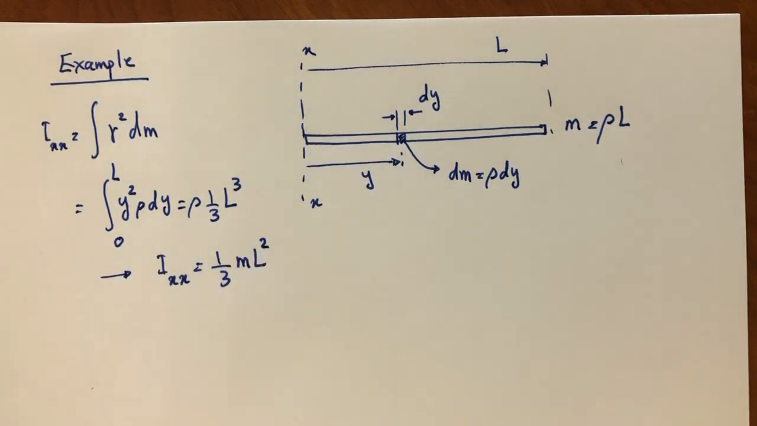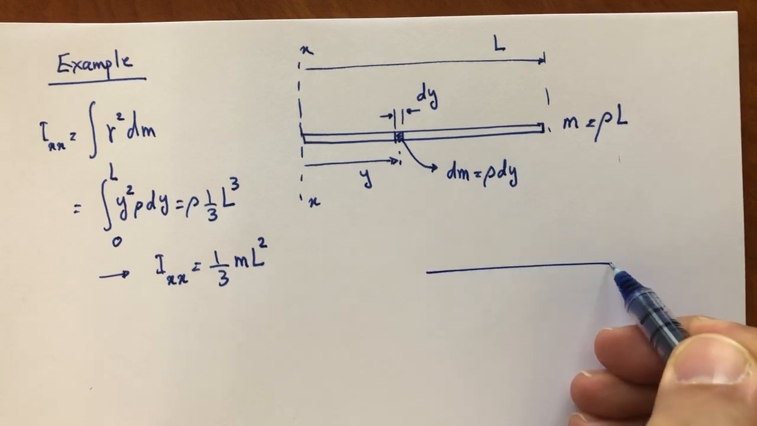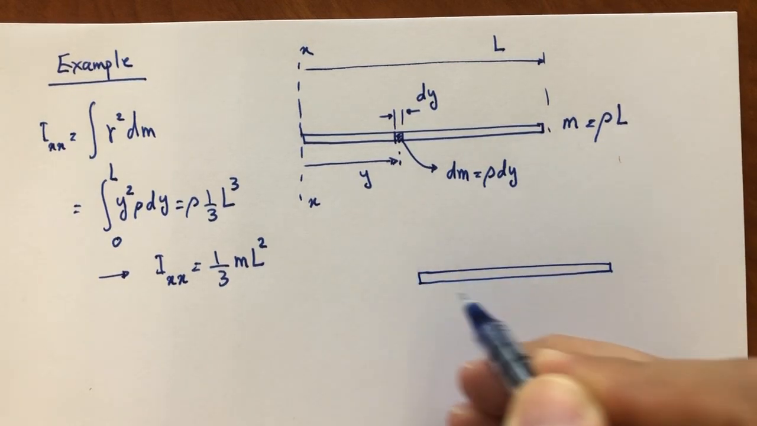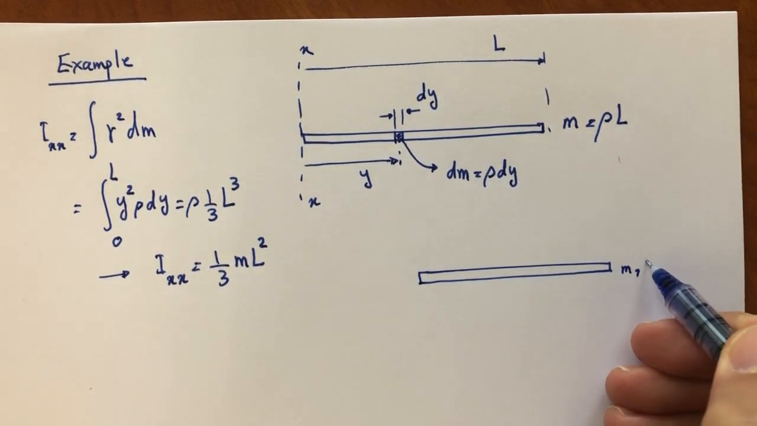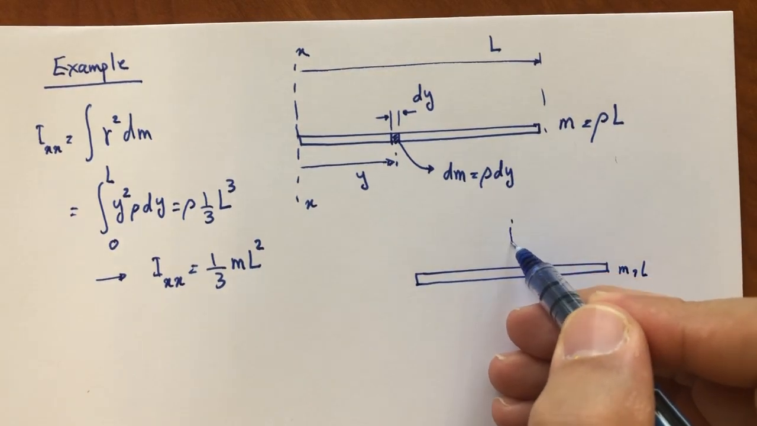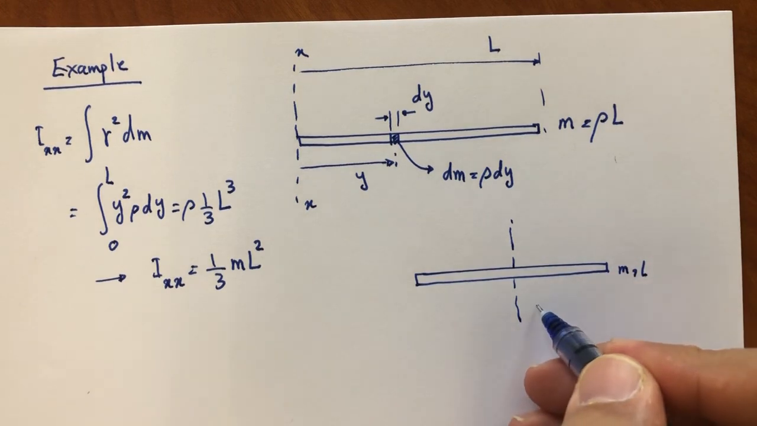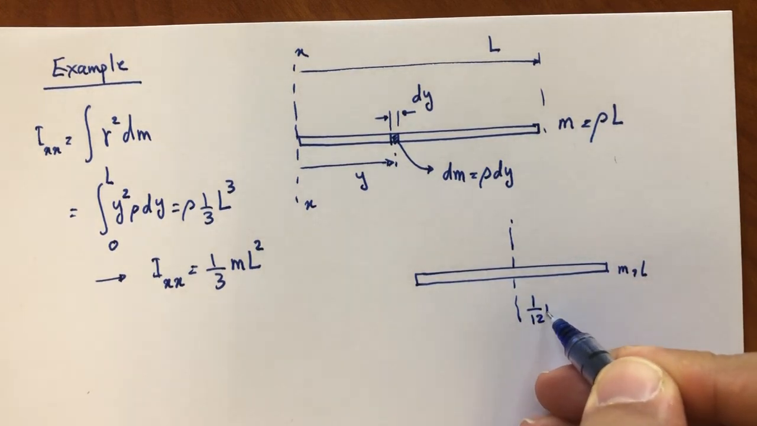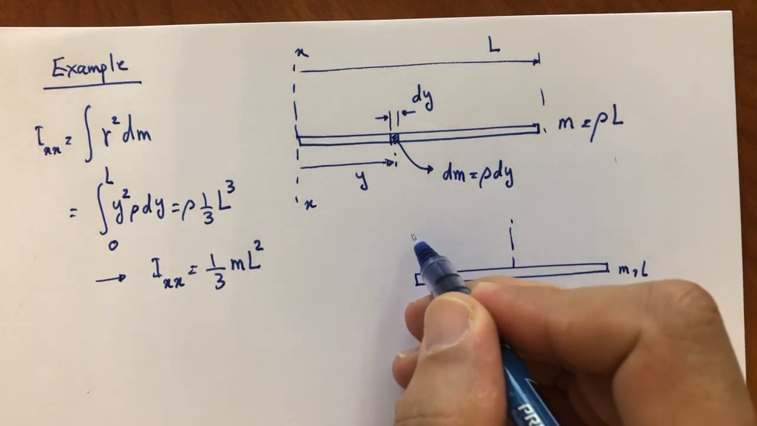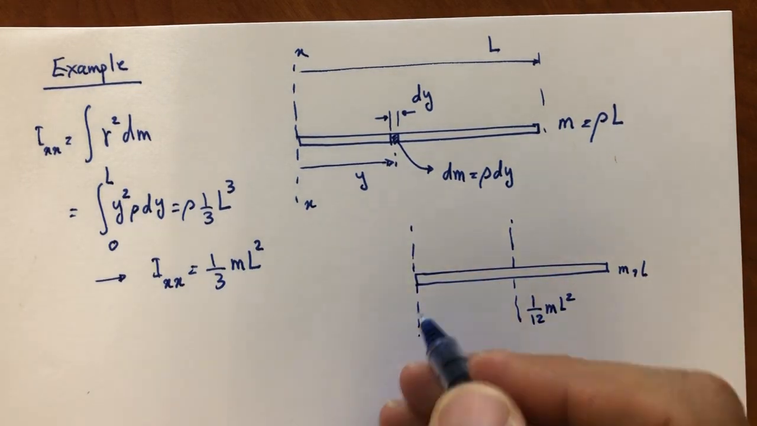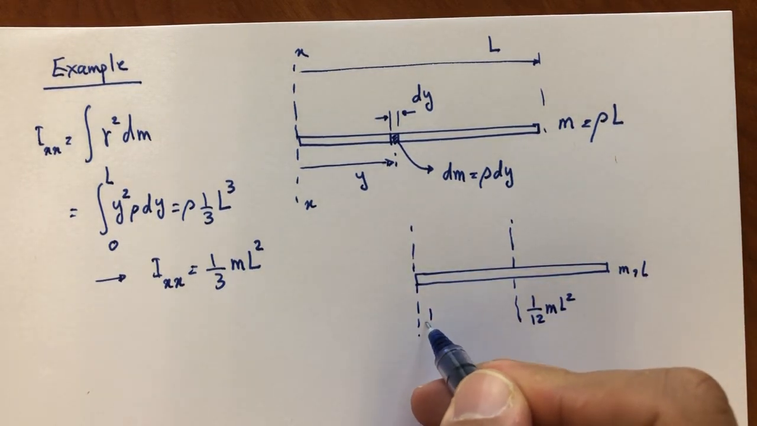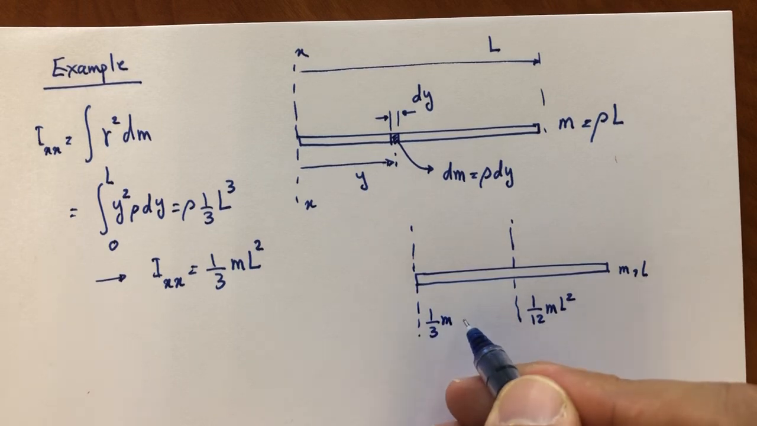This is a very important equation that we are going to use. Sometimes we use it to solve more complicated problems. So just to summarize, for a rod with the mass of m and length of L, if you want to find the mass moment of inertia about this axis, it's going to be 1/12 mL squared. If you want to find it about this axis, the mass moment of inertia is going to be 1/3 of mL squared.